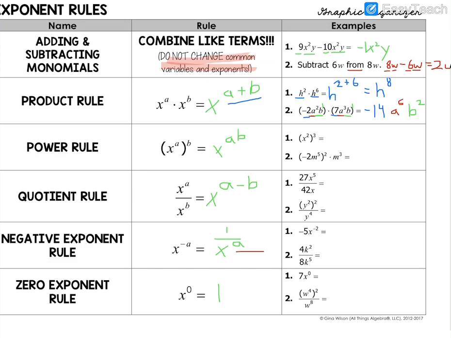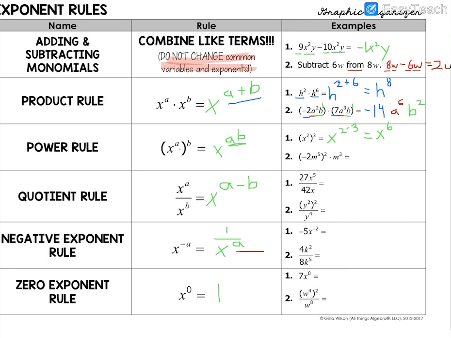All right, next we have our power rule. So our power rule states that a base raised to a power raised to another power, so x to the a to the b power, we can do this simply by multiplying those exponents. So in this first example, x squared cubed, we're going to take the x, keep the x, and we're going to do 2 times 3. So then we have x to the 6th power.